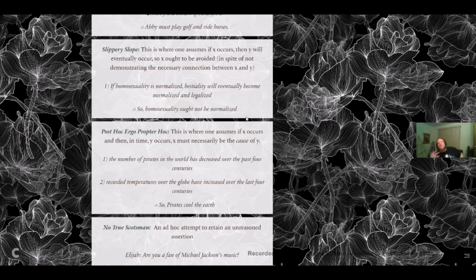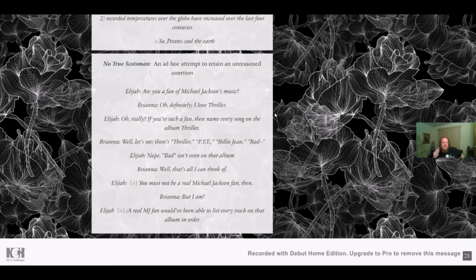And that's what makes these informal fallacies fallacies. It's not that your ultimate conclusion is wrong. It might be true. It's that it doesn't follow from what you're saying. It doesn't follow with necessity from what you're saying. No true Scotsman. So this is where you keep coming up with a special, your own version of a definition to make something work.